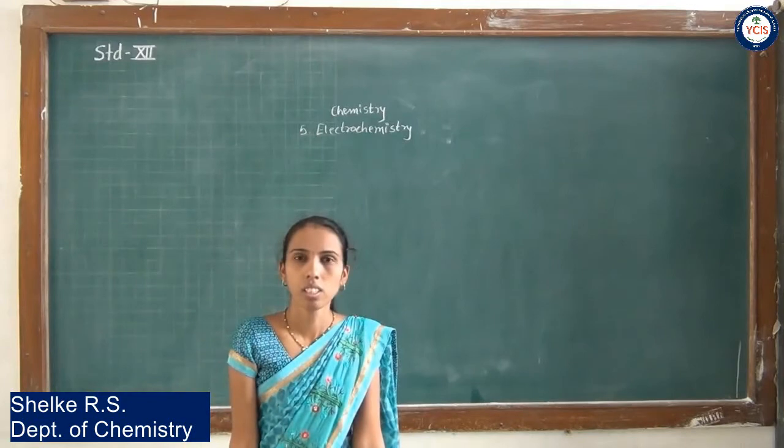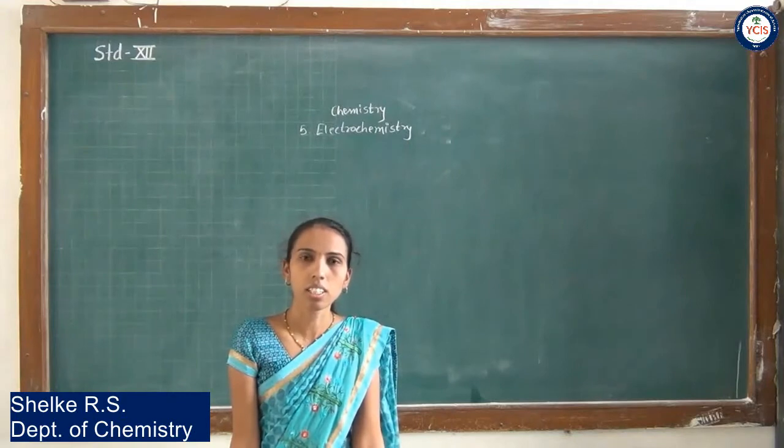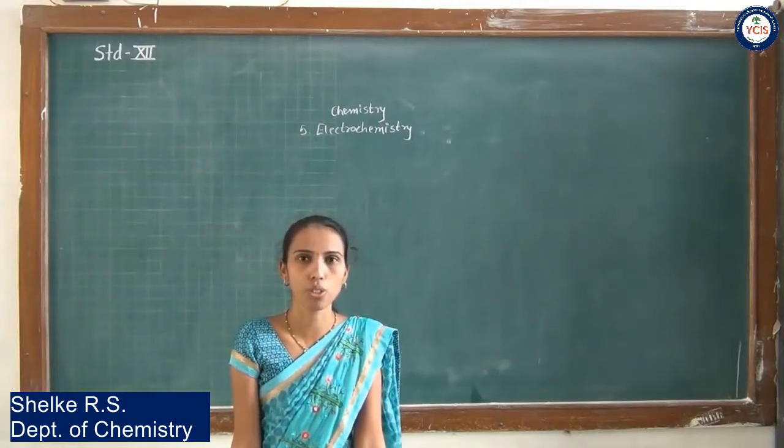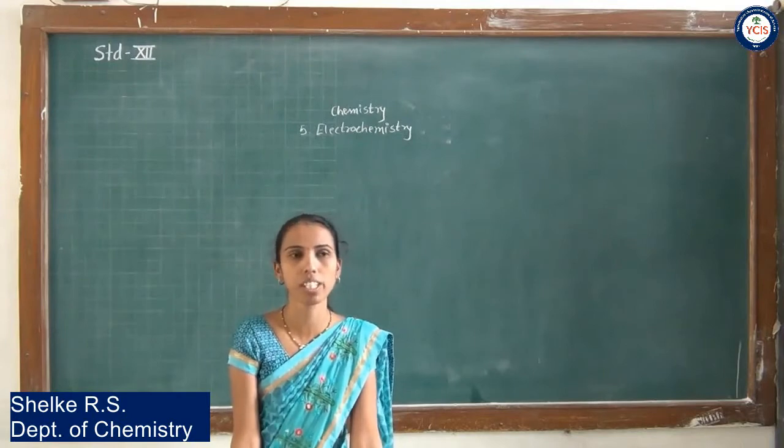Hello students, in the previous lecture we have studied conductance and resistance. Conductance is nothing but what? It is the conductivity of the conductor having unit length and unit area of cross section. That we have studied in the previous lecture.